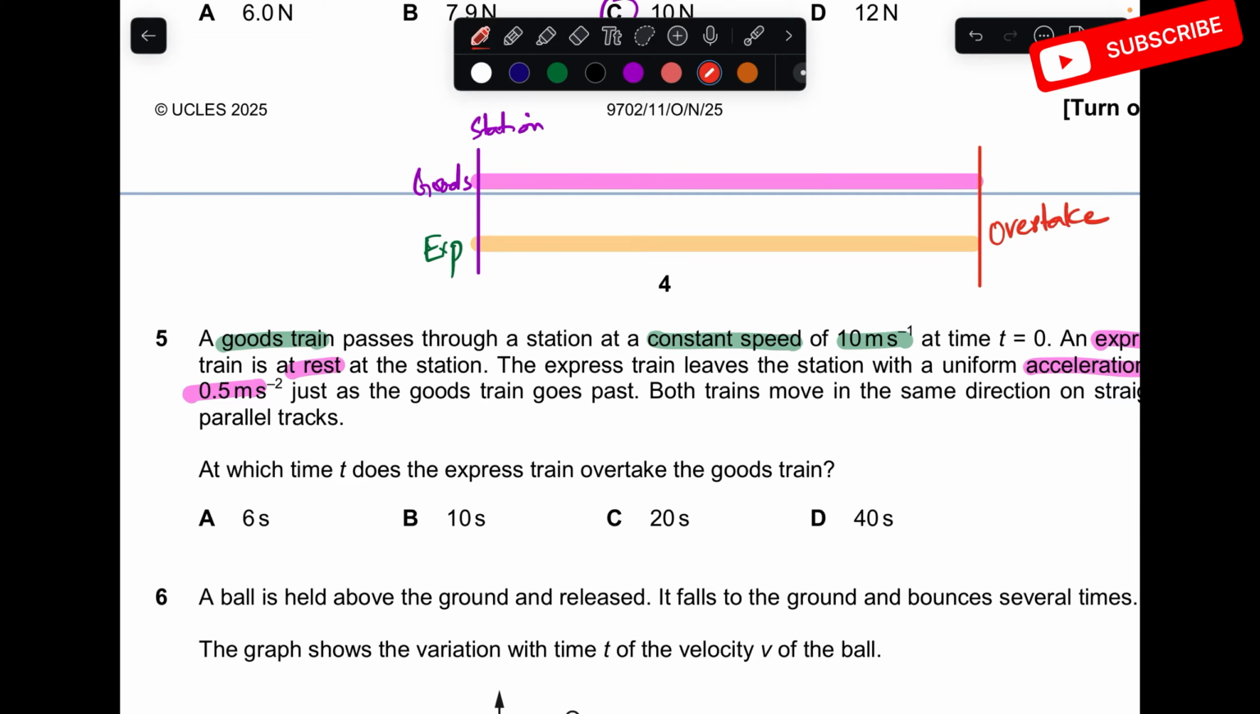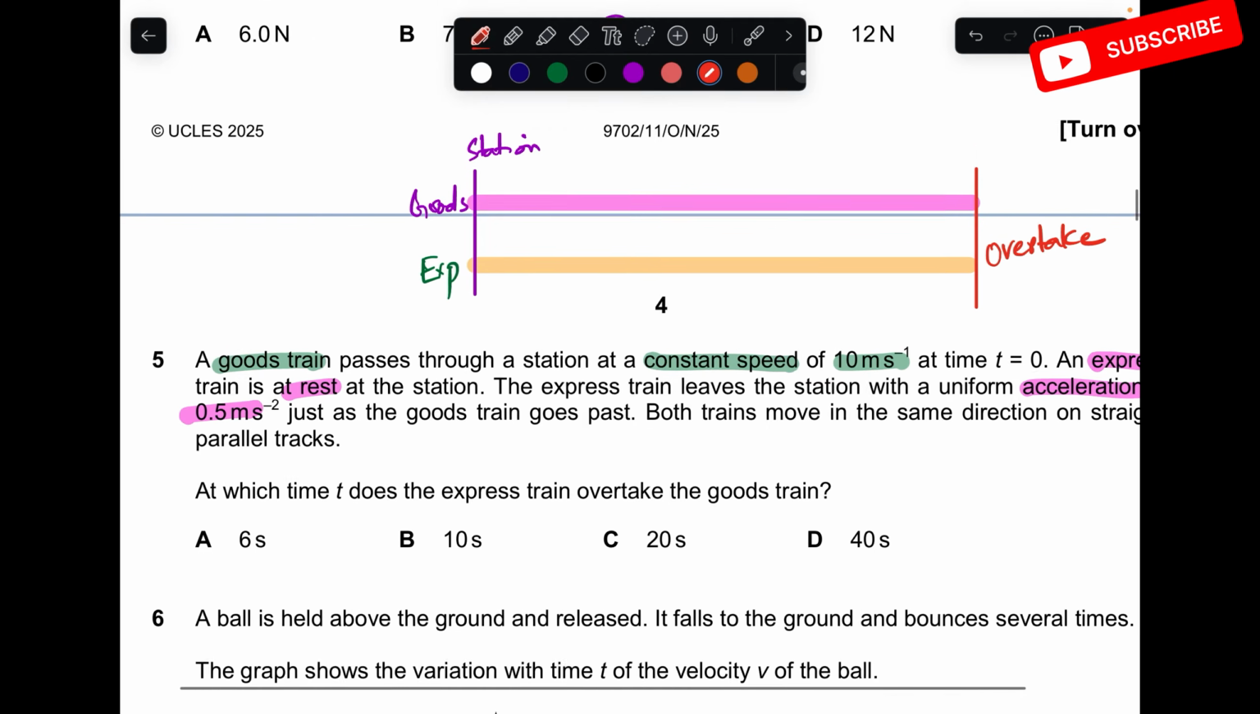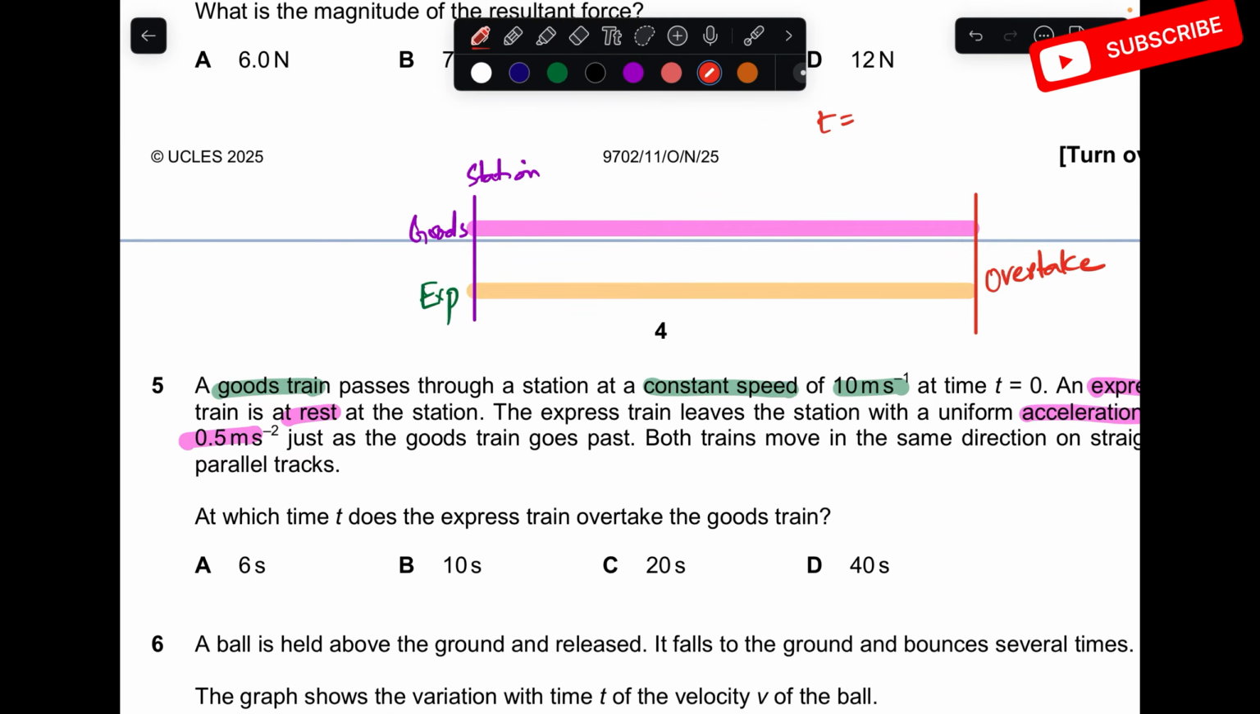overtake each other. Whenever this type of question is asked, you have to keep in mind that the time will be the same. Suppose this time is t1 and this time is t2, you can simply call it t. They both take the same time, then they can overtake each other. And if you call this distance s1 and this distance s2, the distances should also be the same. There is no other way the train can overtake the other train.